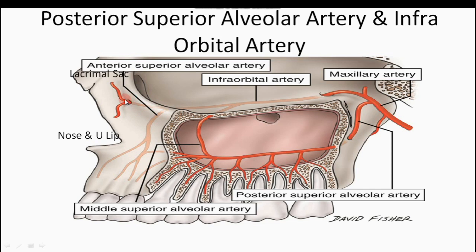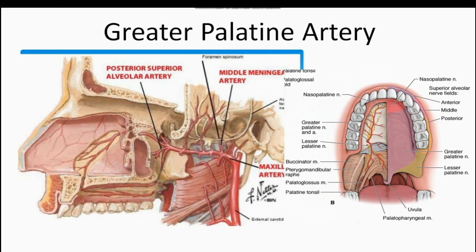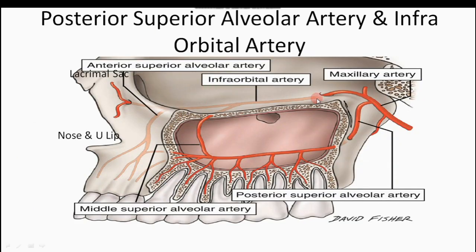When it exits from the infraorbital foramen, it gives branches for the lower orbital muscle, lacrimal sac, the nose and upper lip. Clear? So remember, only these two arteries of the third part, the posterior superior alveolar artery and the infraorbital artery, are formed before the pterygopalatine fossa.